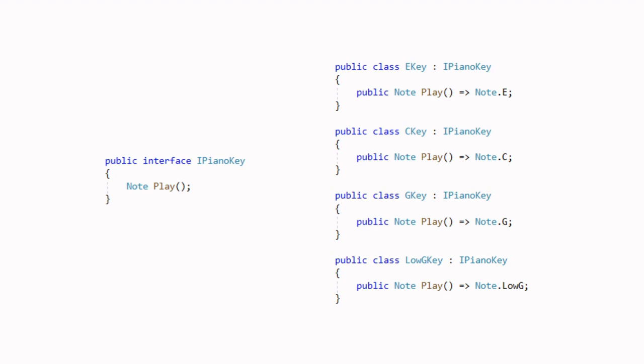The same behavior can be achieved via different classes implementing the same interface. Here, we can see the IPianoKey interface requires implementers to expose a play method. We then define four classes that implement the same interface, but return a different value for that same method.